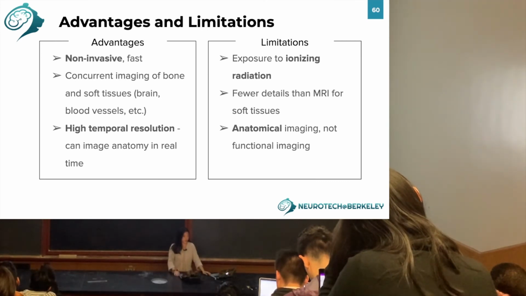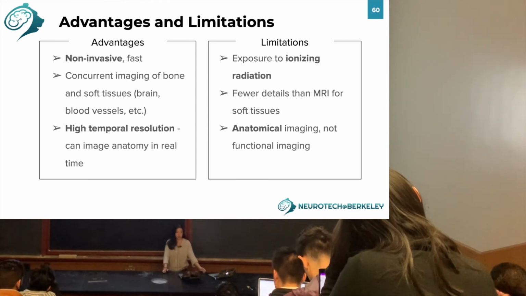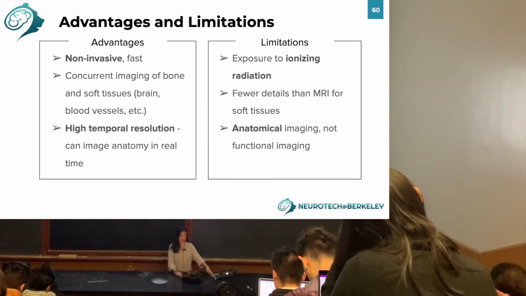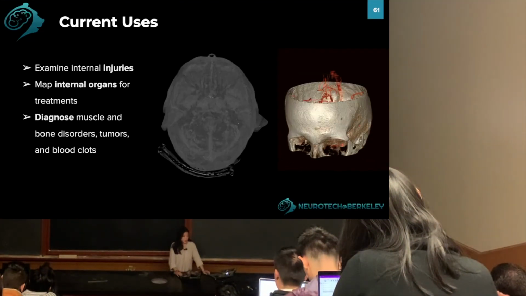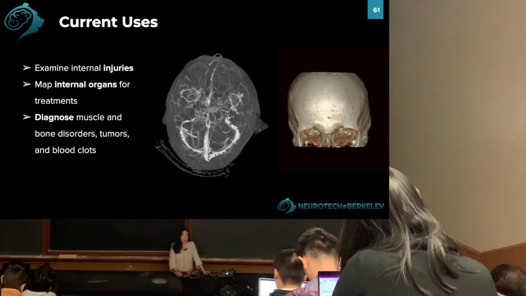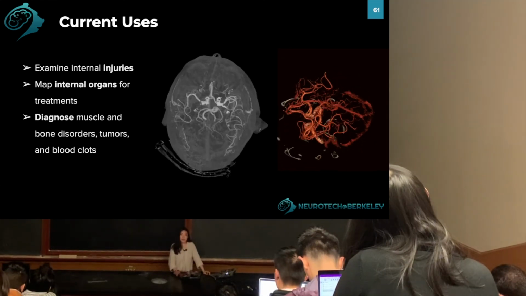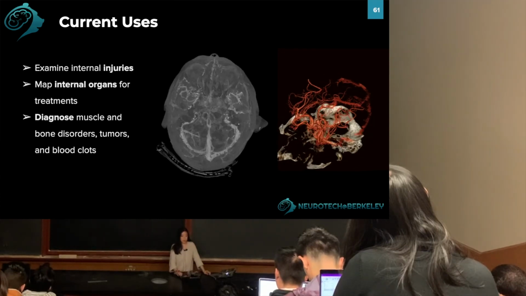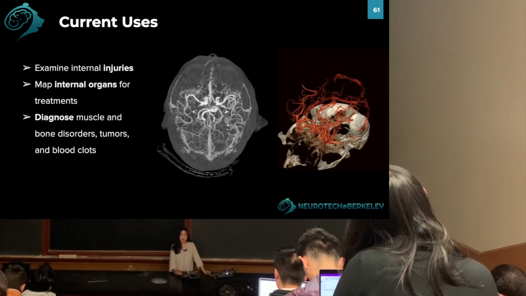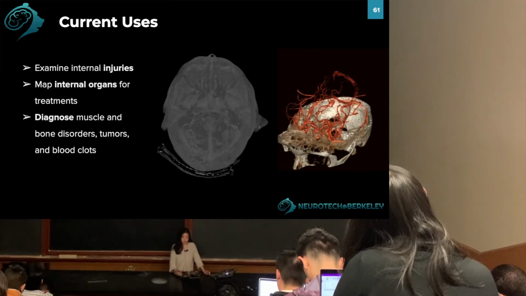And then disadvantages, so there is exposure to ionizing radiation for the patient, and there's fewer details in MRI for soft tissues, and it's anatomical. So some current uses involve examining internal injuries, so blood vessels are really well examined using CT, and also mapping internal organs for treatments, and diagnosing muscular disorders.